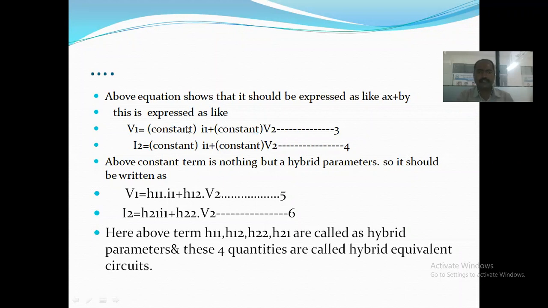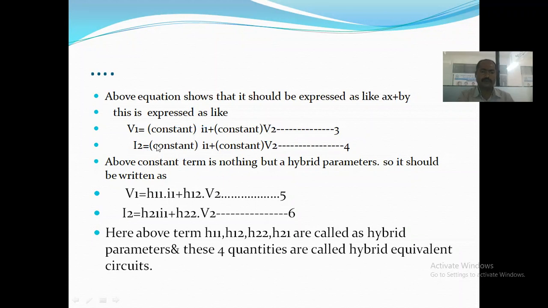Why can I use the H11 and H12 terms here? H1 indicates that it is the term related to the input port. One term is due to the I1 current, so H11 I1 plus, here H1 is related to the input, and here the voltage is second. That's why V1 is equal to H11 I1 plus, in this case, H12 V2, right?